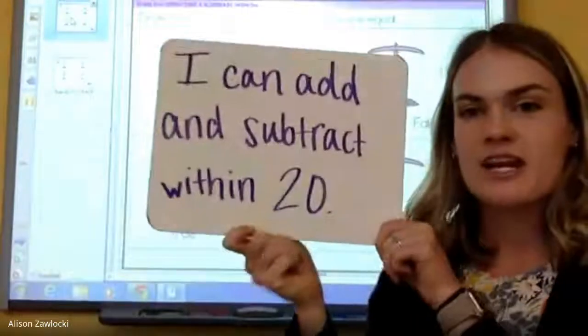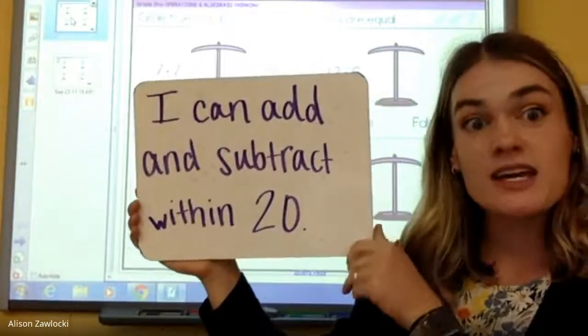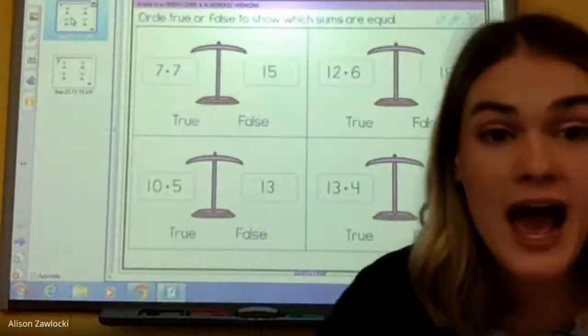Let's get started by reading our I can statement. I can add and subtract within 20. So we've been learning how to add and subtract using many different strategies. What we're going to start with is we're going to go over our facts. Okay, let's do zeros first.